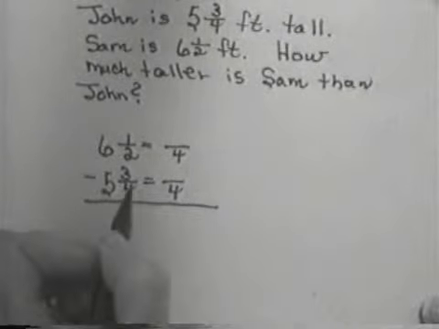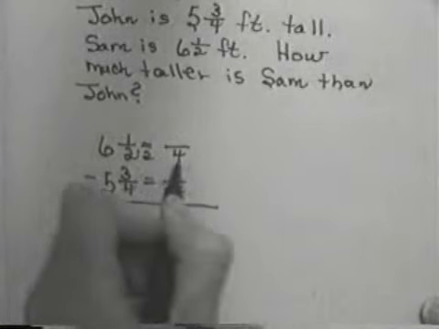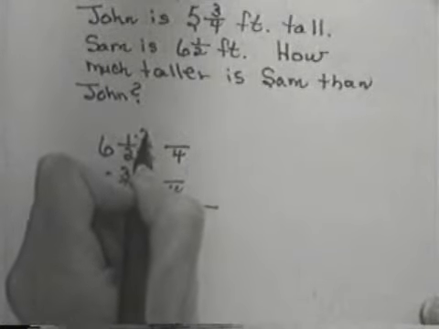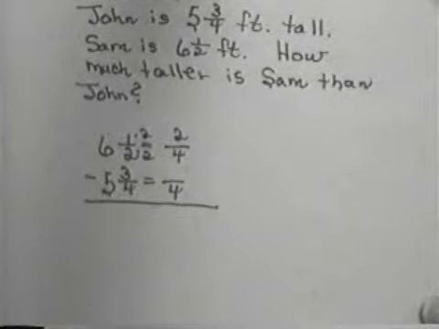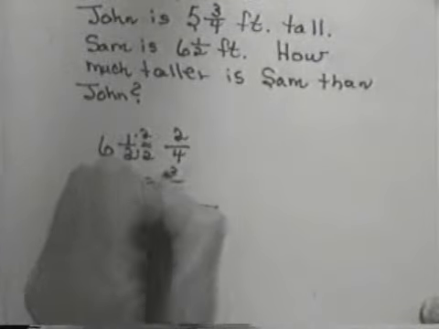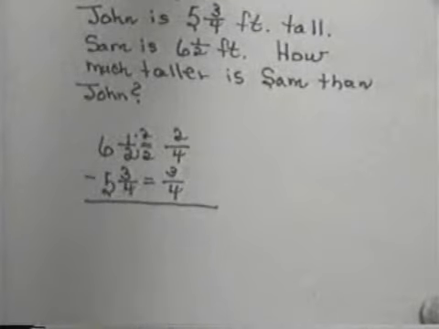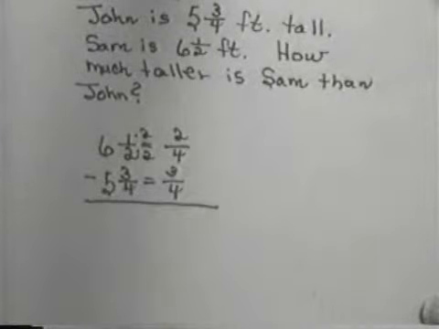So let's start at the top. I need to multiply by 2 to get 4, so I have to also multiply the 1 by 2. That gives me 2 4s. And on the bottom, I already have 4s, so I have 3 4s. Now, when I get ready to subtract, I can't subtract 3 from 2, so I'm going to have to borrow.